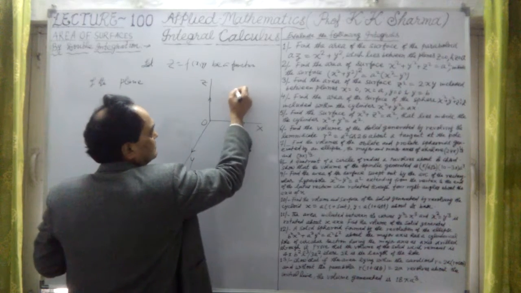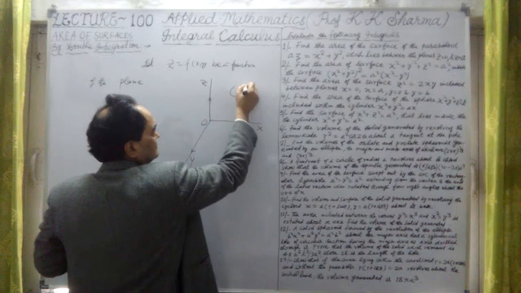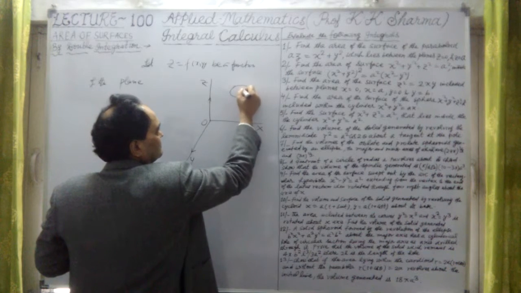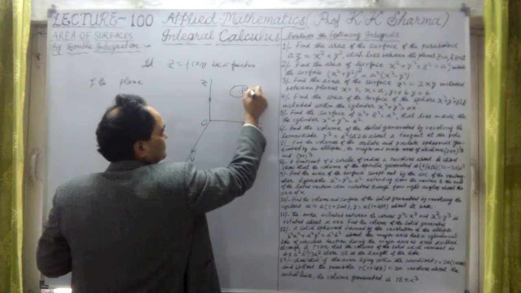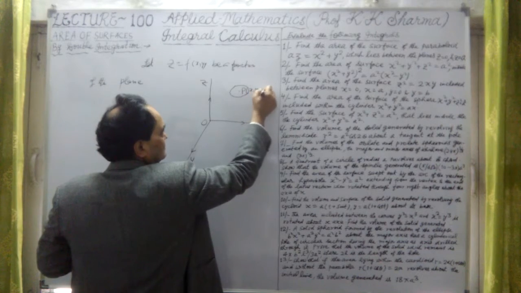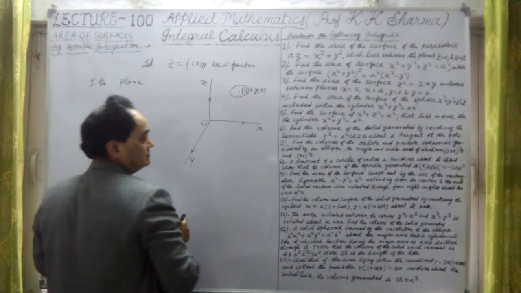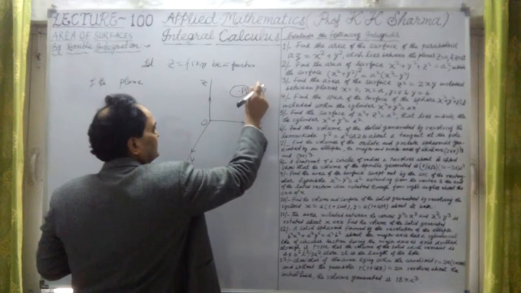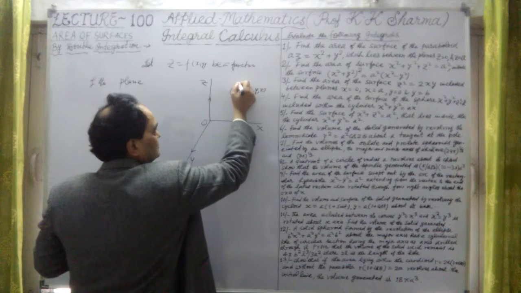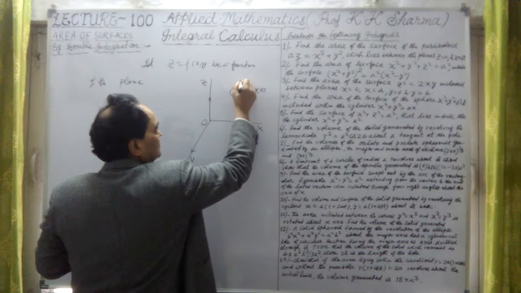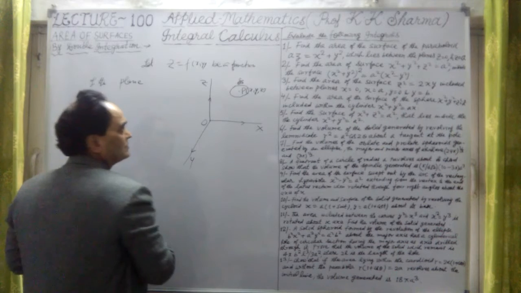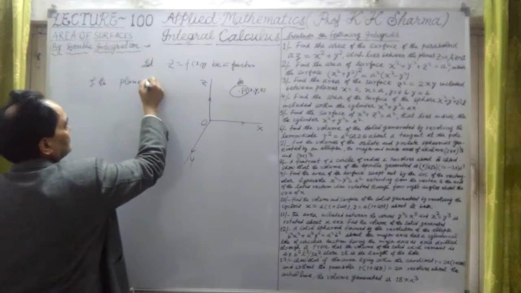Now if I take an elementary space, let me take this as point P here. The coordinates of point P are x, y, and z. So this is P(x, y, z). Three-dimensional geometry in this case. We have taken a point P(x, y, z). Now this ds or delta s, let me take. This is delta s here. Now delta s is the area of this space of the plane.